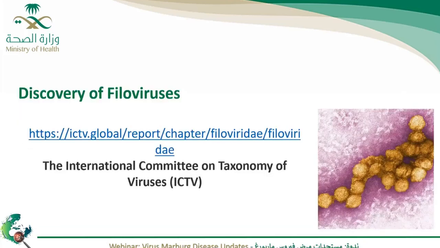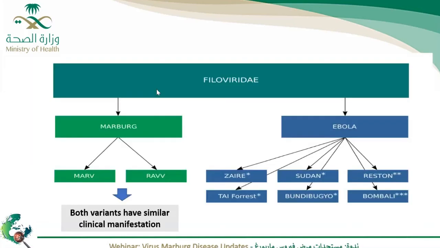We can also access this link of the International Committee on Taxonomy of Viruses to find more classification and further information regarding these specific viruses. Actually, the filoviridae family consists of two main types, Marburg and Ebola, and in this webinar we are focusing on Marburg. We have two different strains, Marburg virus and Ravn virus, and both variants have similar clinical manifestation and presentation.